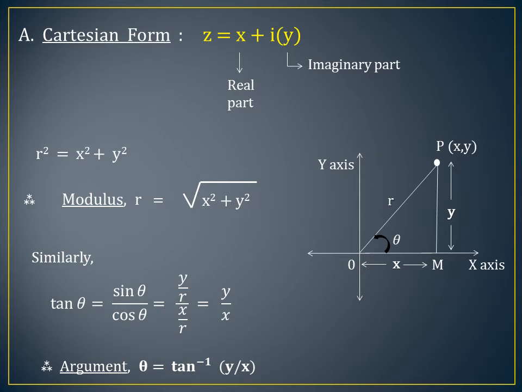Similarly, tan theta will be sin theta upon cos theta. Sin theta, as you know, is opposite side upon hypotenuse and cos theta is adjacent side upon hypotenuse. So that is y upon r upon x upon r, which is y upon x. So theta will be tan inverse of y upon x, and theta is known as the argument.